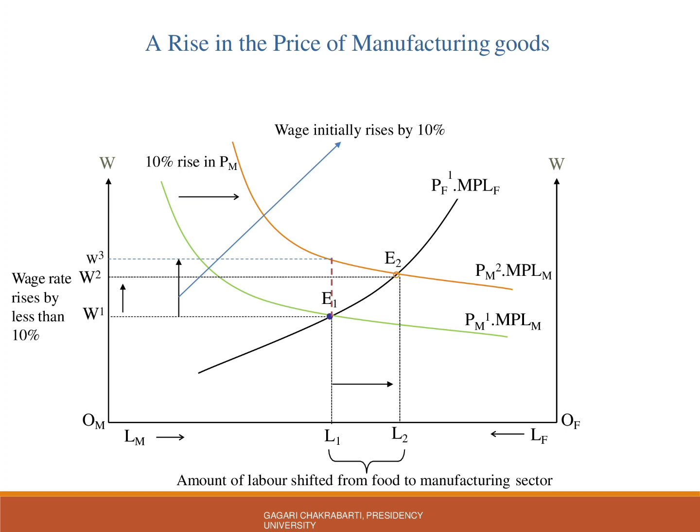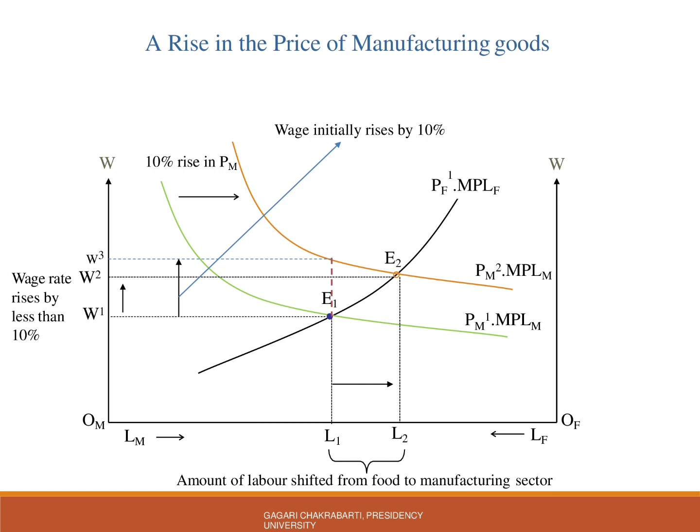Now we come to the specific factor of the other sector, which is food, landowners. Now, employment of labor has fallen in the food producing sector. So, therefore, the landowners must be now worse off because their marginal productivity has fallen. So, therefore, their real return must fall.